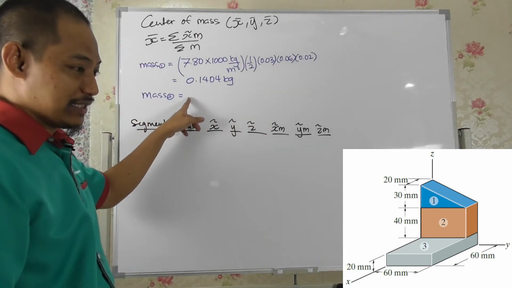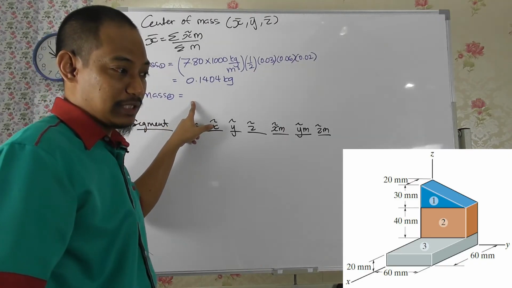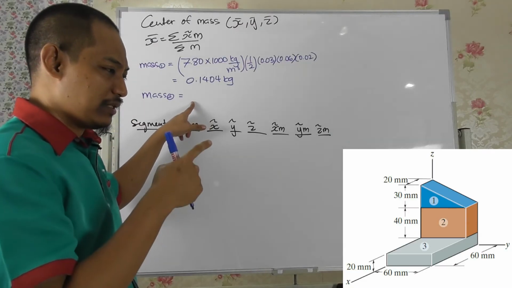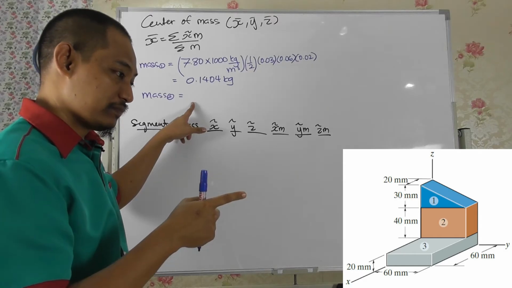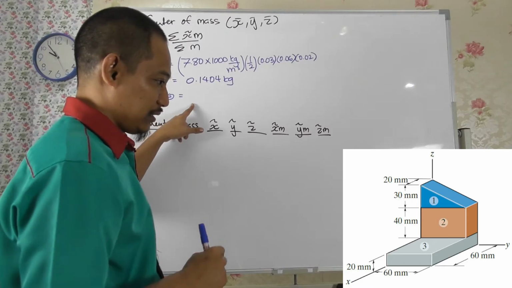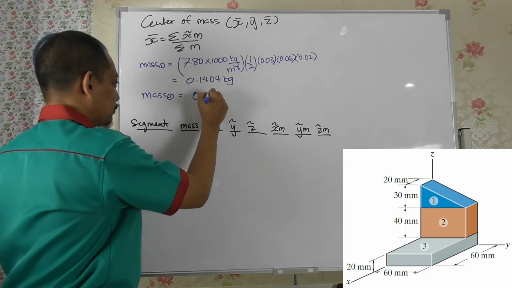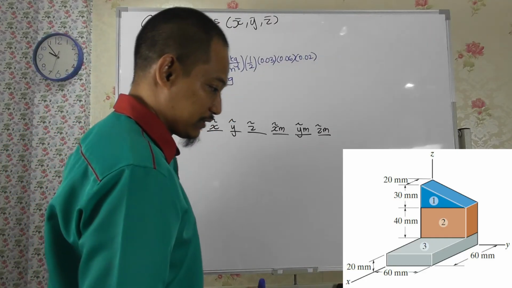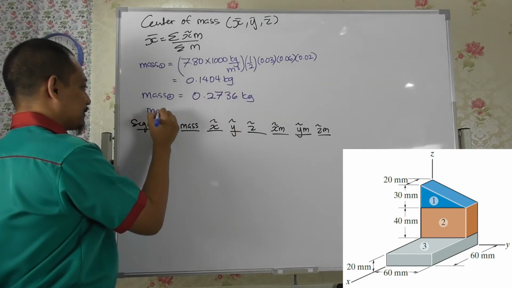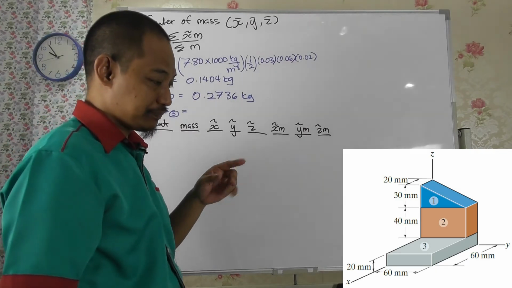So I have the density, which is 5.70 times 1000 if I want to do in kilogram per meter cube, and then multiply by the volume. The volume will be 0.04 times 0.06 times 0.02, right? Looking at the diagram there, right? And if you calculate that, it should be 0.2736 kilogram.